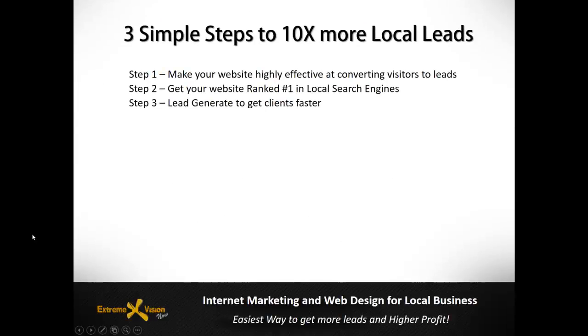Okay, so let's move on here to the end of this. So I went over the 3 simple steps to generating 10 times more local leads. It's basically these 3 simple steps that a lot of companies really miss out on. The reason why is because they're not as easy as what they look. So step 1 was making your website highly effective at converting visitors to leads. Step 2 was getting your website ranked number 1 in the search engines. And then step 3 is lead generating to get faster results.